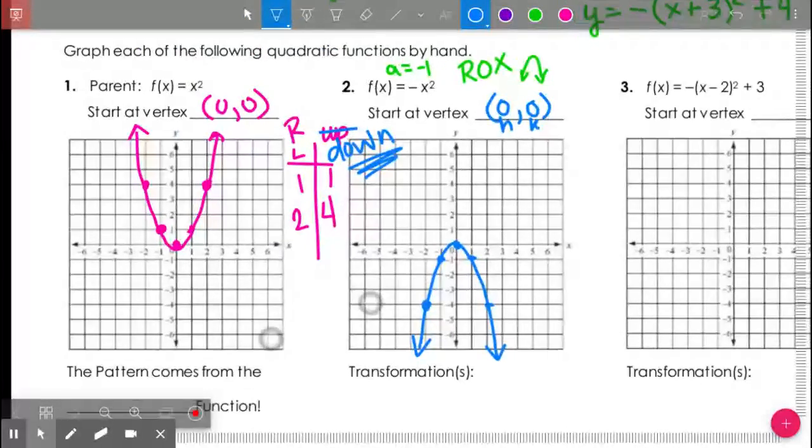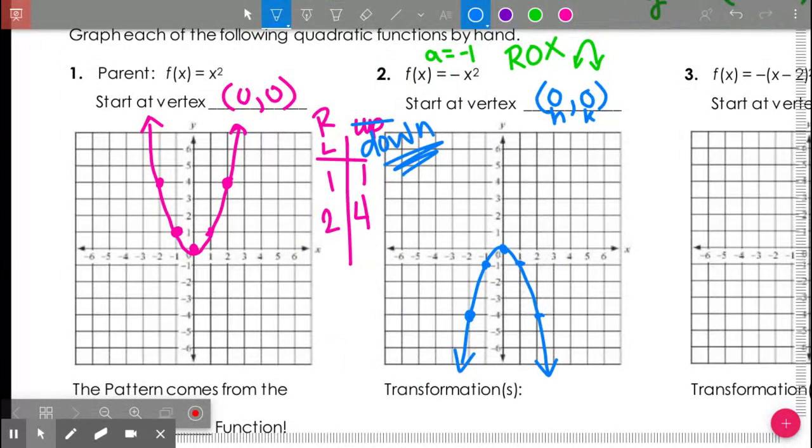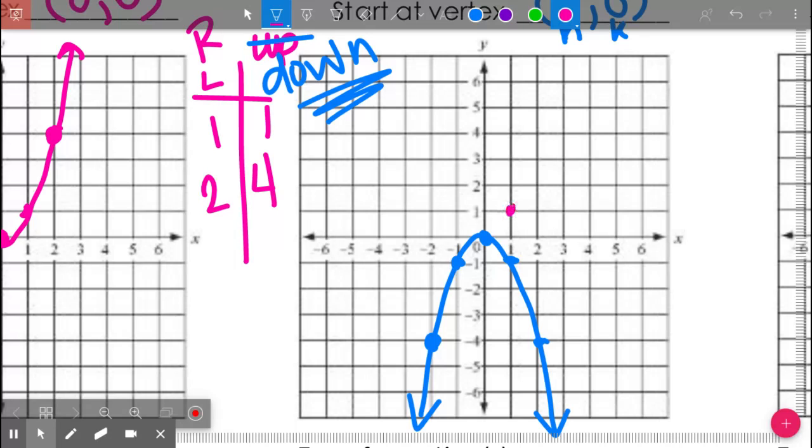Okay, so comparing these side by side, you can really see that this point that was on my parent got reflected to right there. This point that was on my parent got reflected to right there. It is the same distance away on the opposite side of the x-axis. That is what the reflection means.